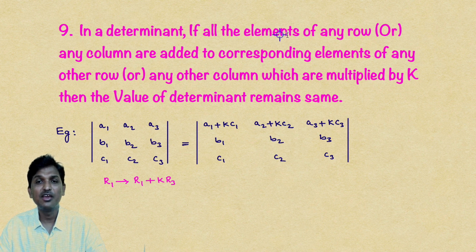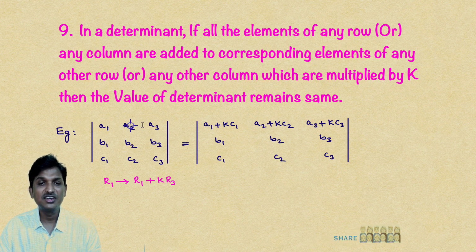In a determinant, if all the elements of any row are added to corresponding elements of any other row, which are multiplied by k, then what happens? Then the value of the determinant remains same. See, this is the determinant. Now for this determinant, if I apply this operation, all the elements of the first row are added to the corresponding elements of the third row, which are multiplied by k, then this determinant value remains same. I hope you are understanding.